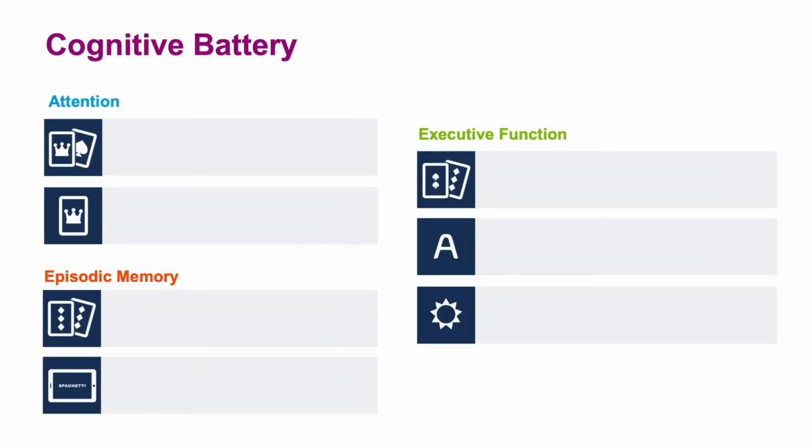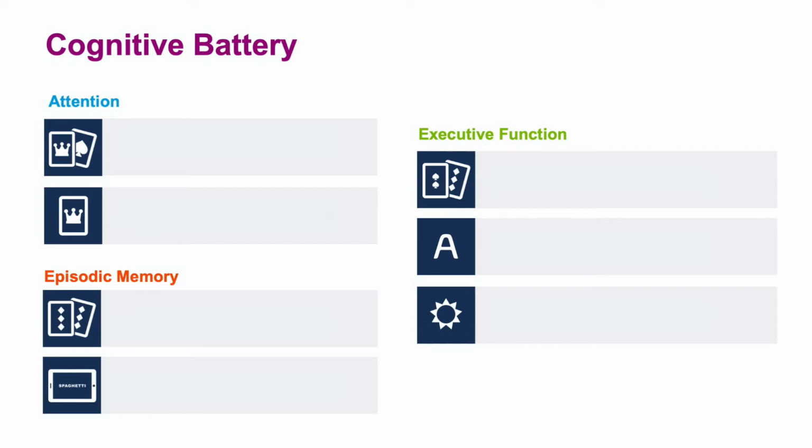Here's a summary of the cognitive test battery that was used in this study. We can see that there were 7 tests overall, but interestingly, 5 of these were Cogstate computerized tests and 2 of these were pencil and paper tests. So we can see that the 7 tests were actually clustered into 3 composite scores.